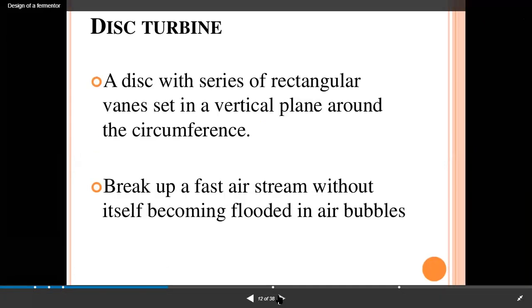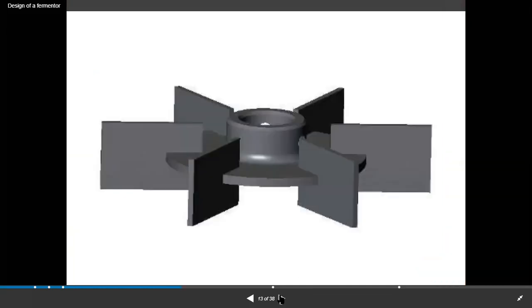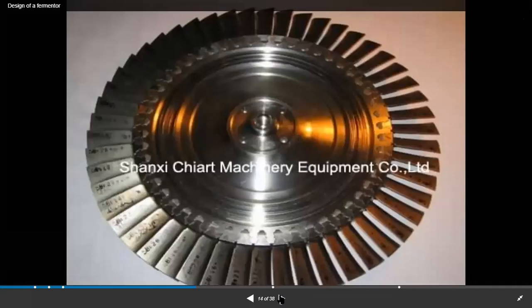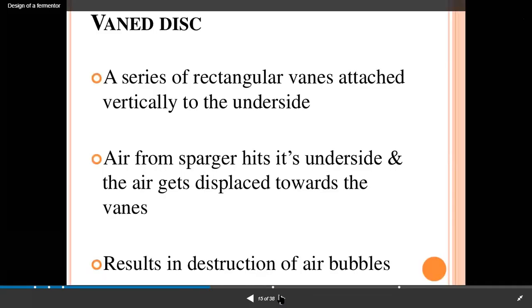Then disk turbine. What is a disk turbine? A disk with a series of rectangular vanes set in a vertical plane around the circumference. Circumference means the entire surface area. It breaks up a fast air stream without itself becoming flooded in air bubbles. Okay, then this is called a propeller. See, this is another design of that.